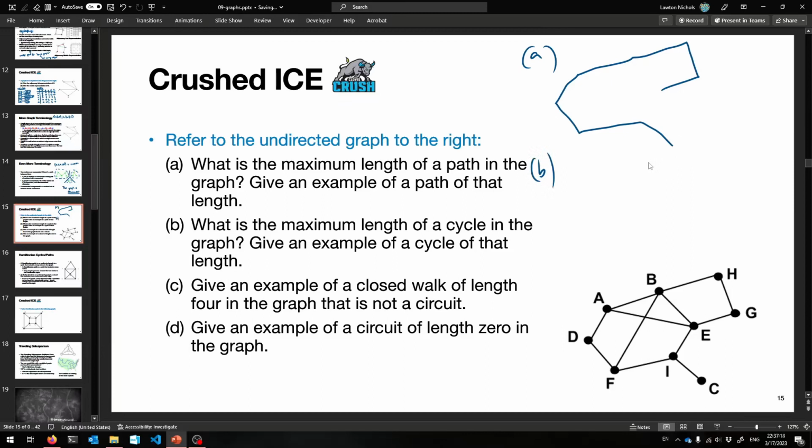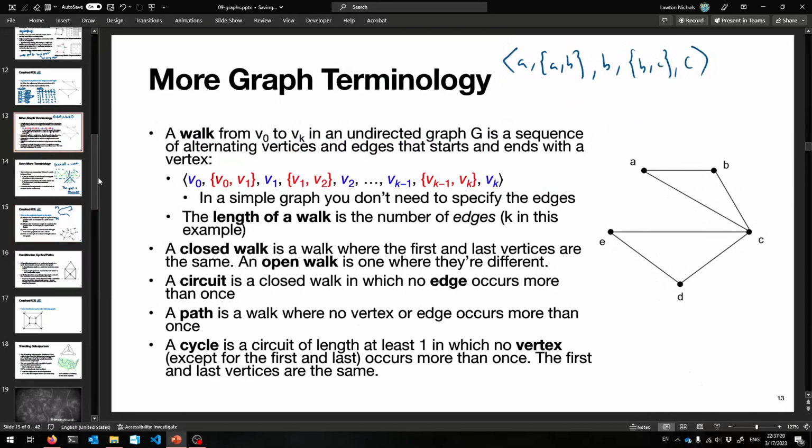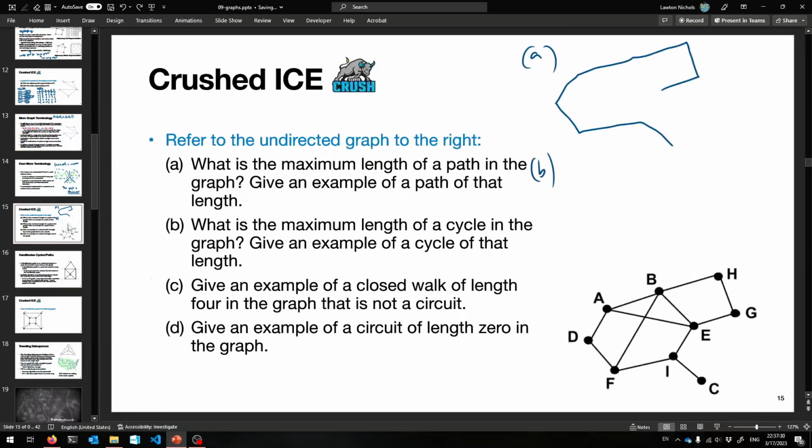Now B, what's the maximum length of a cycle in the graph? Give an example of a cycle of that length. And remember that a cycle is a circuit of length at least one, so it can't be empty, in which no vertex except for the first and last occur more than once. So the first and last vertices must be the same. It's essentially a path where the first and last link up at the end. That's how I think of it, at least.